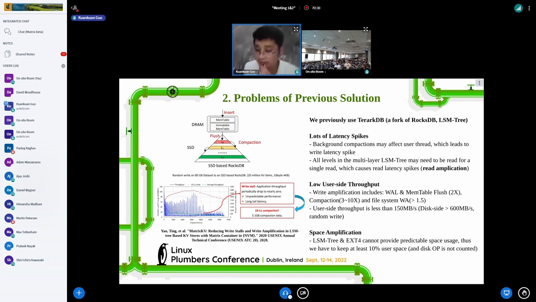The last problem is space amplification. This one may be ignored by a lot of developers. TerraDB has at least a 20% garbage rate under a heavy write workload. To make sure we don't use up all the space, we also have to keep at least another 10% disk space to keep it safe, and this doesn't include the disk internal OP space. So, summing them up, we could possibly waste 30% to 40% of disk space at most in a real world storage system, which is quite terrible. That's our previous problem.